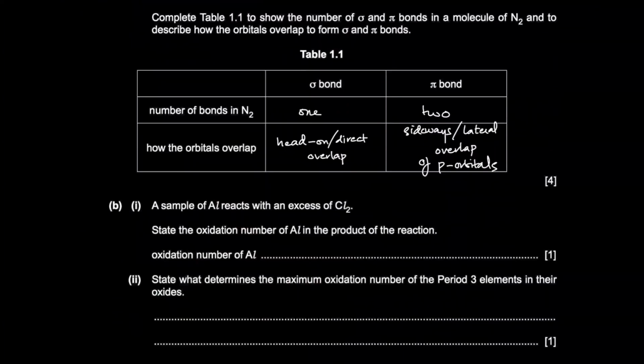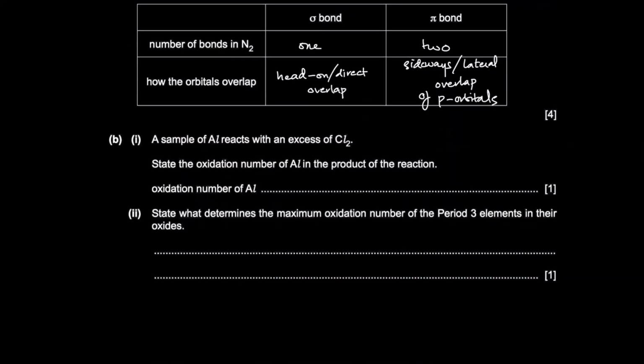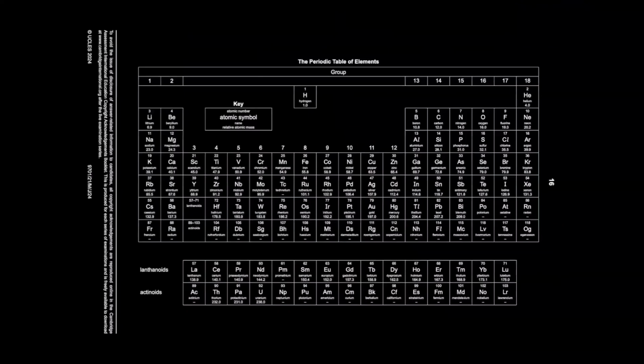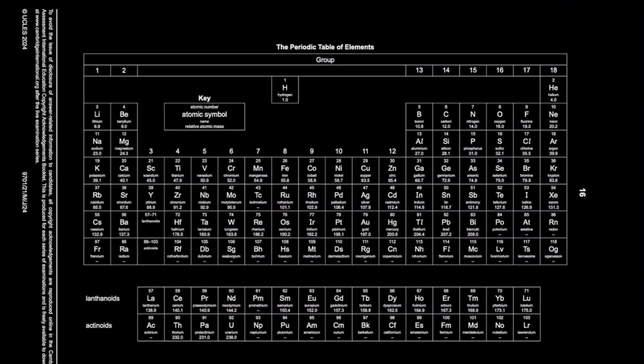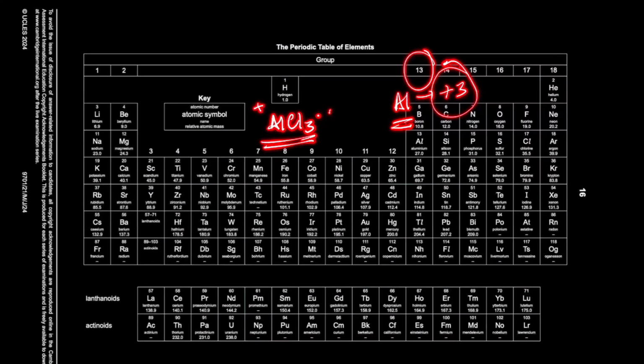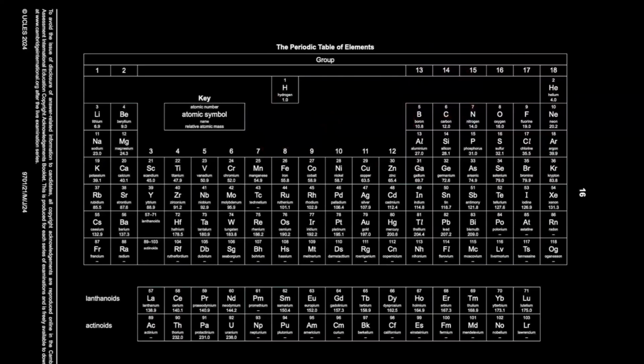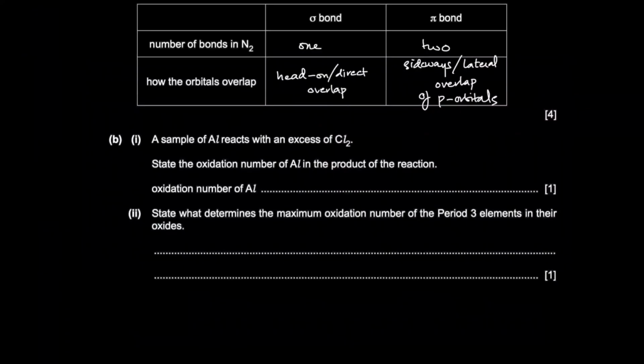A sample of aluminum reacts with an excess of chlorine. State the oxidation number of aluminum in the product of the reaction. Aluminum is in group 13, which means that it'll always have an oxidation number of +3 in its compounds. These are the rules for oxidation numbers that we've learned from redox. You should know that aluminum and chlorine react together to form AlCl3. Aluminum is +3 here. So the oxidation number is +3.